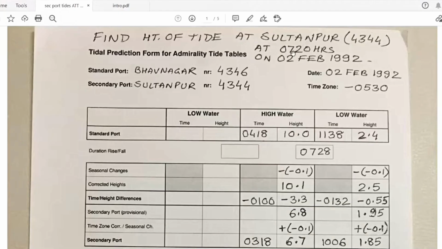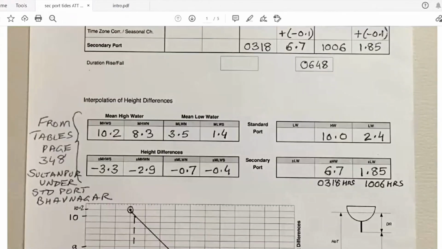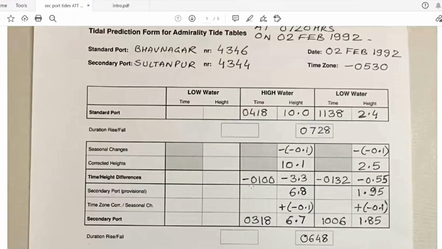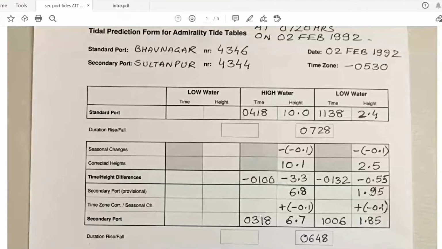After you have written the time and height, why did we write 0418, 1138? Because we want for 0720 hours. So we can get it between 0418 and 1138. These are the data which are available on that page. So 7 o'clock will come between these. No point taking 1655, 2318 because we don't need those times. So for time, directly apply the correction. What is the correction? Minus 1 hour for high water. So 0418 minus 1 will become 0318. So the time of high water at Sultanpur will be 0318 on 2nd February. See this standard port data from part 1.